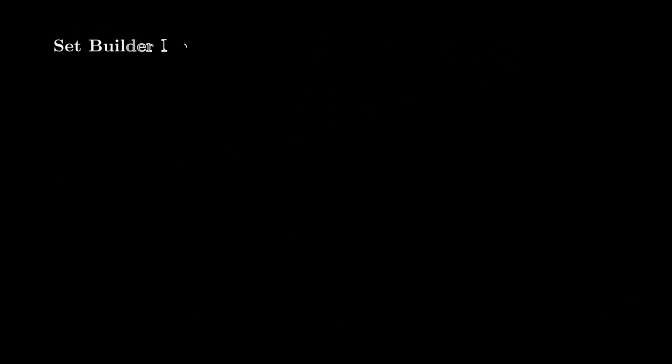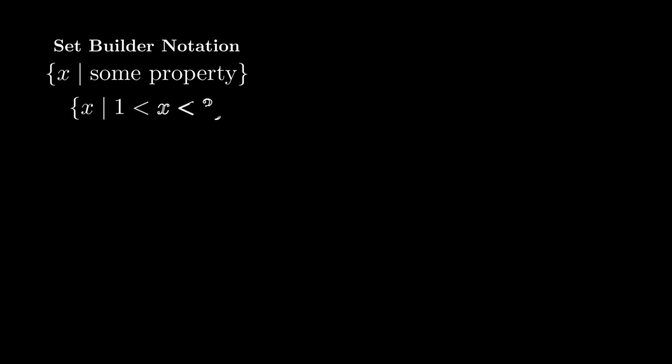The first way is writing in set builder notation. We write it as follows. We say that x is the variable that we're looking at such that it has some property. If we want the function to be defined between 1 and 3, we can write x such that 1 is less than x, which is less than 3.